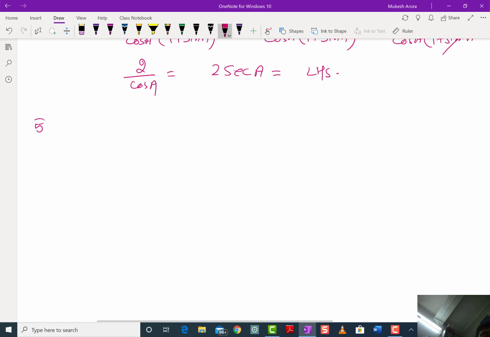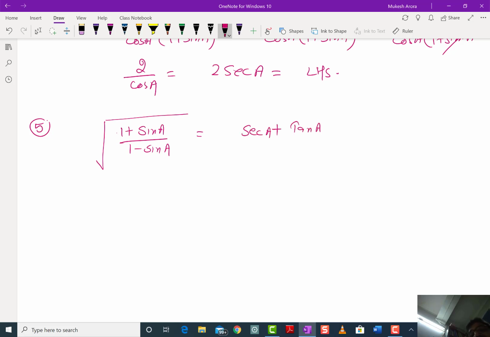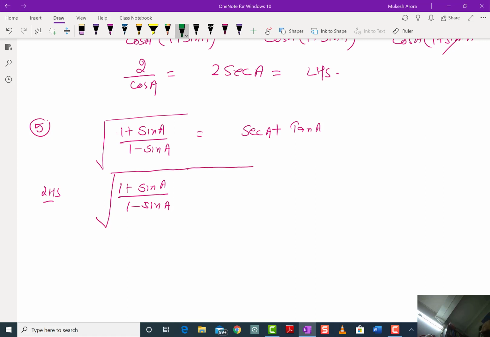Question number 5 is square root of (1 plus sin A upon 1 minus sin A) is equal to secant A plus tangent A. Left hand side: 1 plus sin A upon 1 minus sin A. So an identity is not being used. We cannot change into sin and cos. We are left with the option only to rationalize.